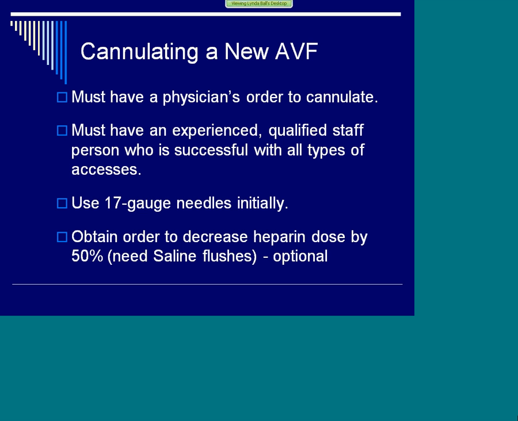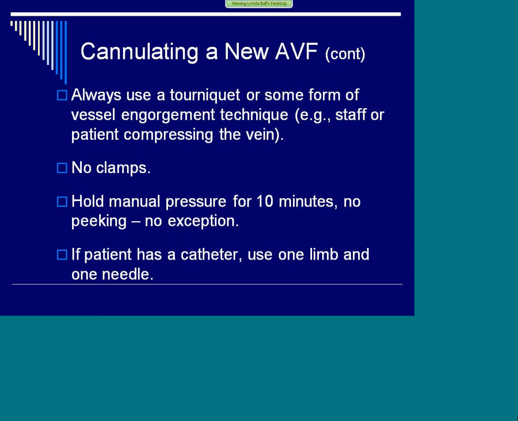We're going to use 17-gauge needles initially. You know, gauge sizes have pressures associated with them. We use those small gauge sizes. We use smaller blood pump speeds, so there's less pressure going through that access. And you might want to ask the physician about decreasing the heparin dose for the new start by about 50%, but knowing that you'll probably have to supplement it with saline flushes.